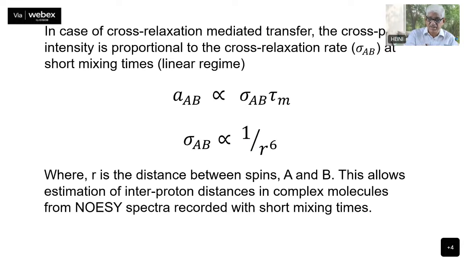In the case of cross relaxation, the cross peak is proportional to the cross relaxation rate times tau m, and this is proportional to 1 by r to the power 6. Therefore, these intensities can be used to calculate the distance between the nuclei A and B. This allows estimation of interproton distances in complex molecules. Therefore, from the NOESY spectra, you get two types of information: you get the distance, and you get the exchange rate whenever exchange is present.